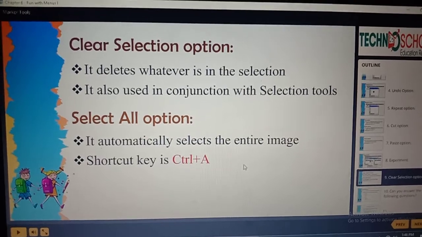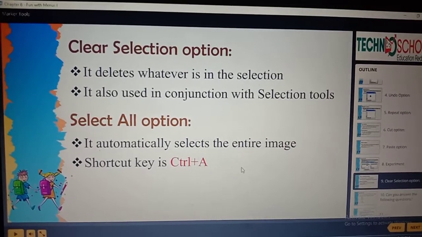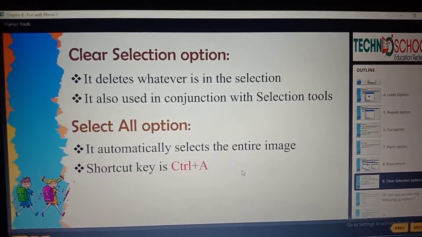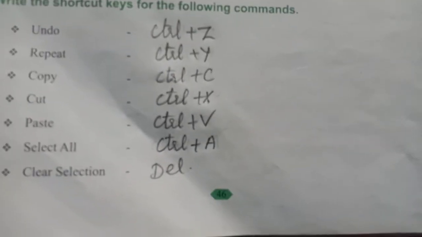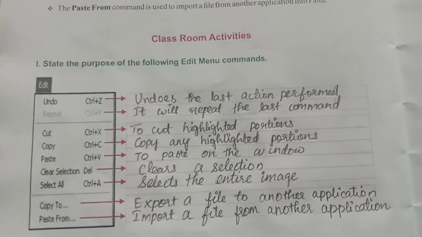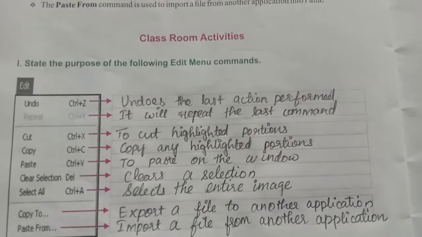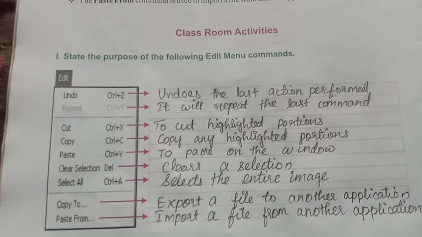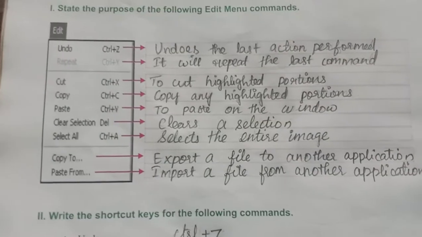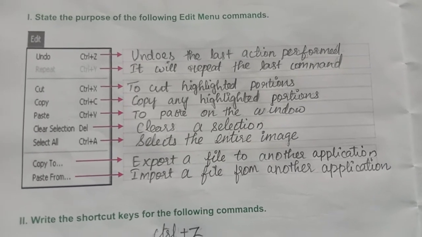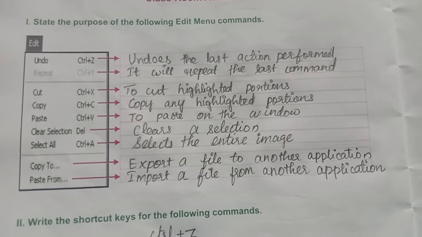Now we are moving to the textbook exercises. I request everyone to take the textbook to complete the activities. Children, I request everyone to take page number 46 to write your textbook activities. First is undo. We need to write the purpose of the following edit menu commands.